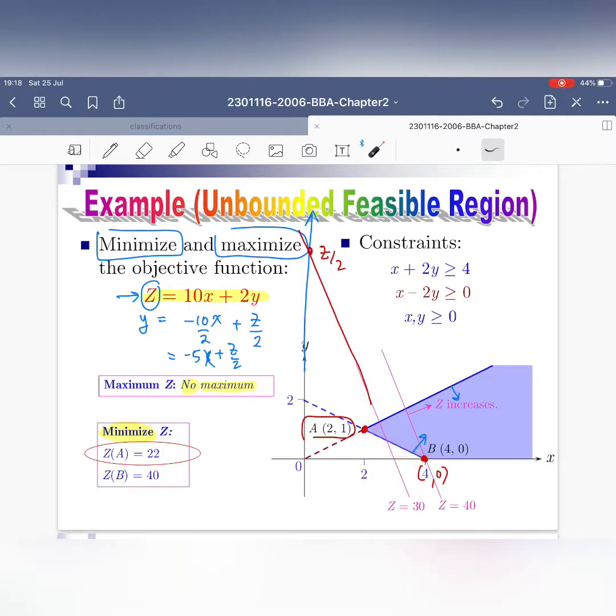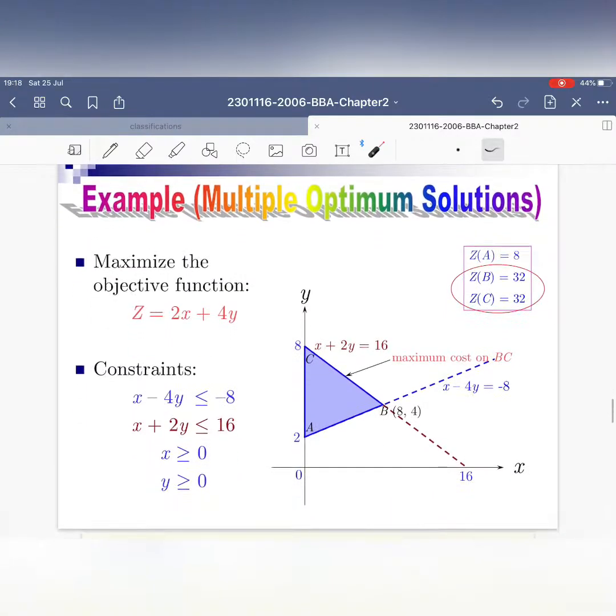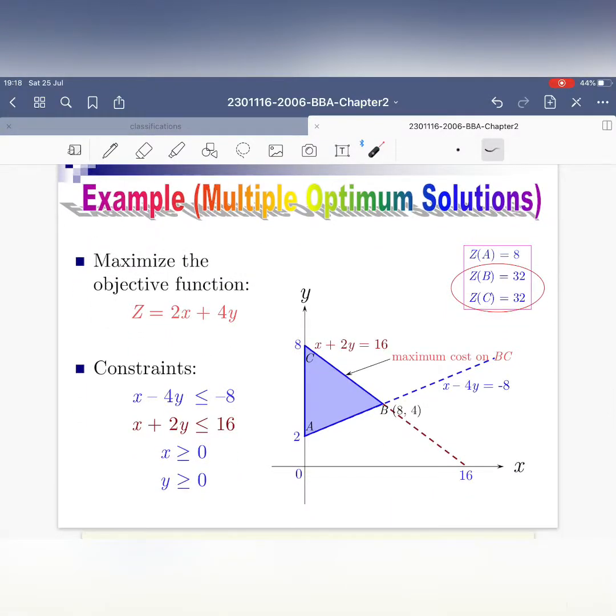So it means that each and every point, not only at the corner, but each and every point on this segment, it is your solution, right? So that will be like some rare case where your objective function is parallel to one of your constraints.